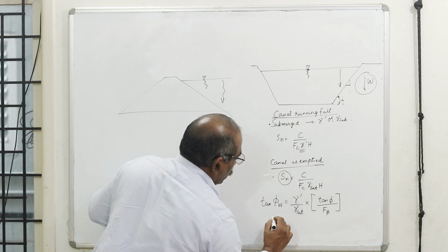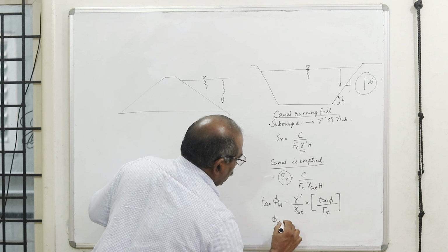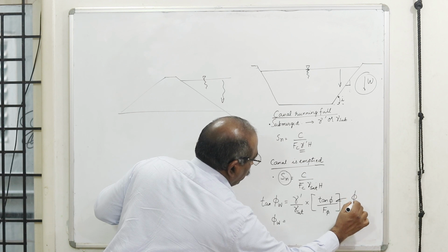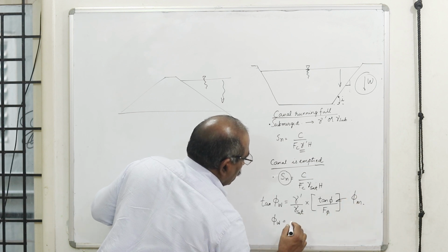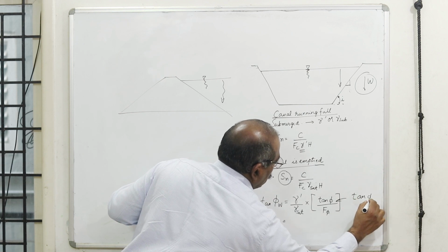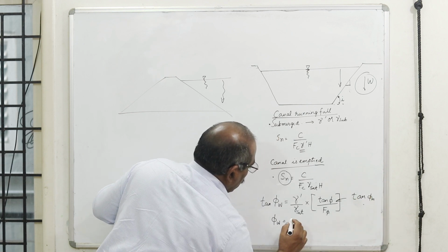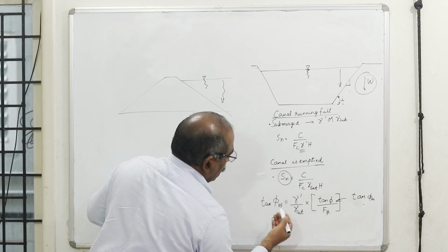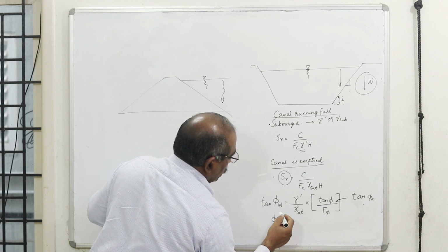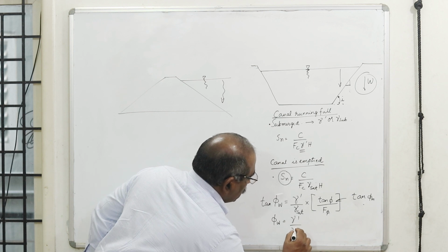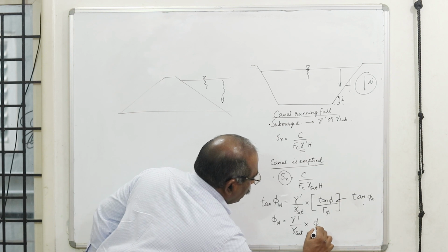In other words, I can use approximately, what is this value? This quantity is nothing but phi m. Therefore, I can write it as tan phi m. I can remove this tan because for small angles of phi, less than 15 degrees or 10 degrees, tan of phi is almost equal to the phi value. I am going to write this as gamma dash by gamma saturated into phi m.